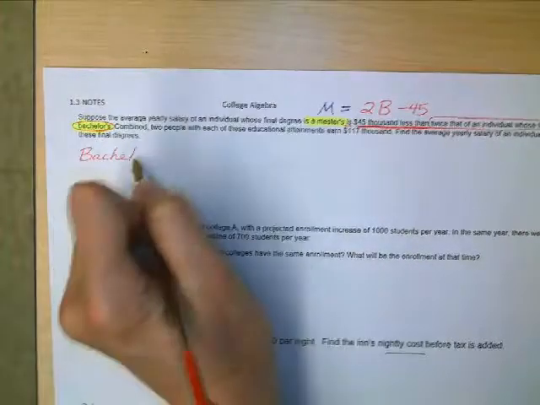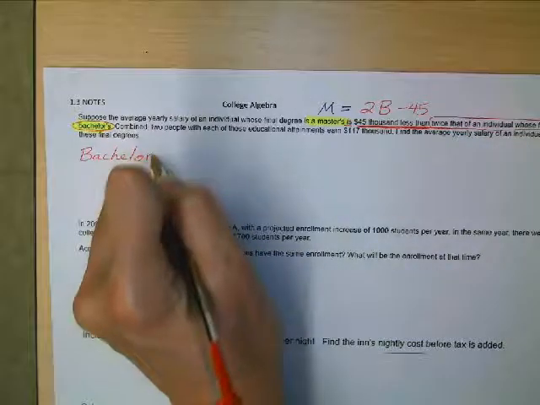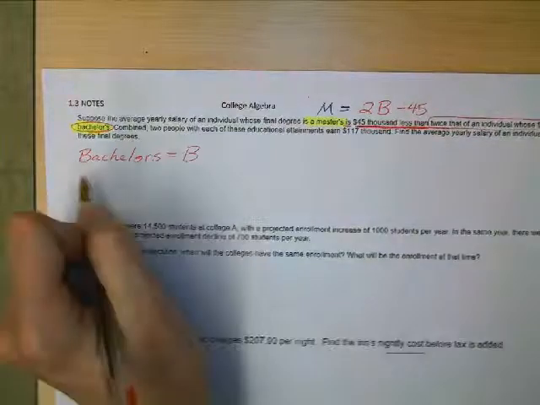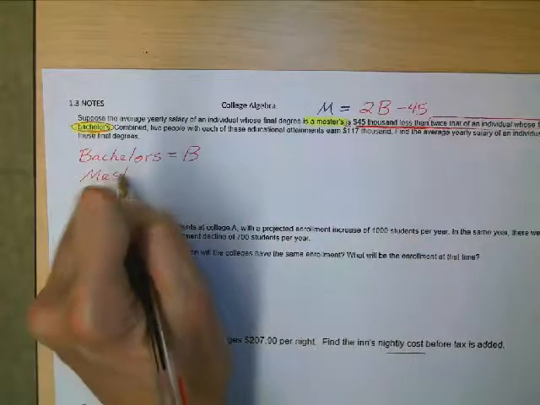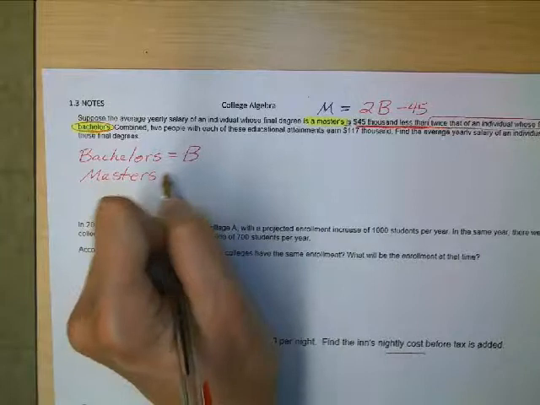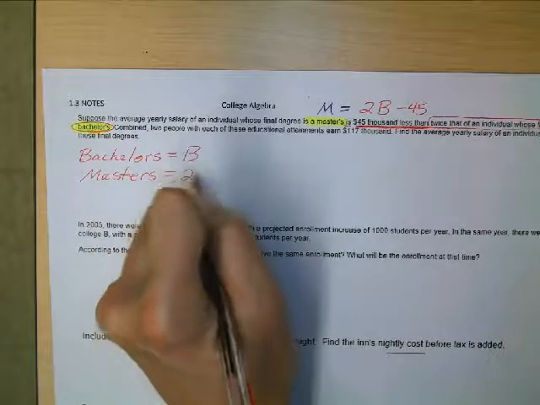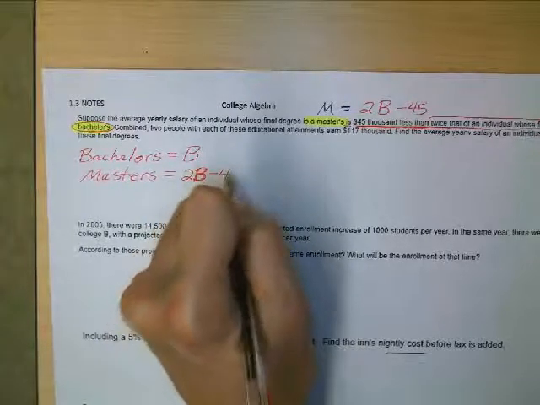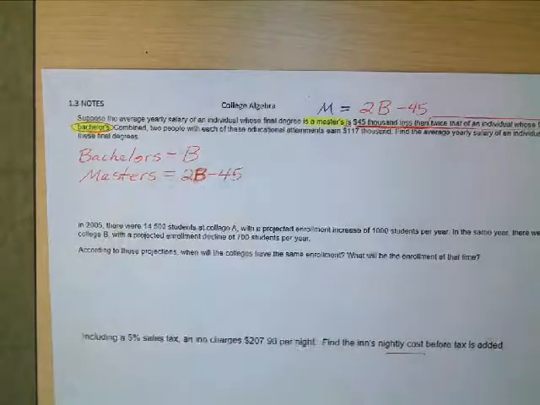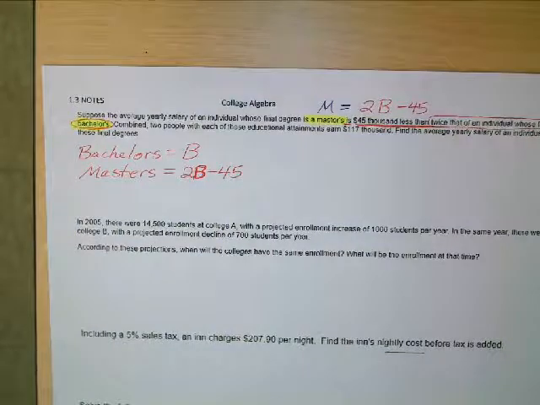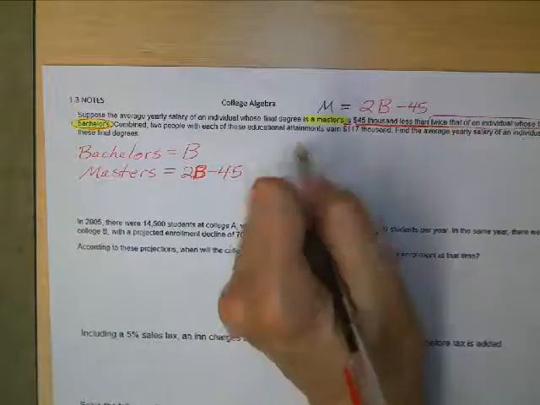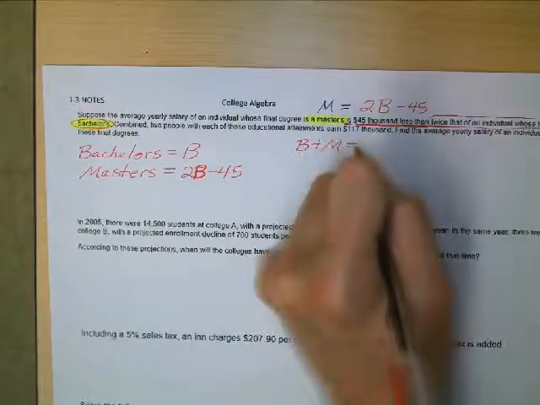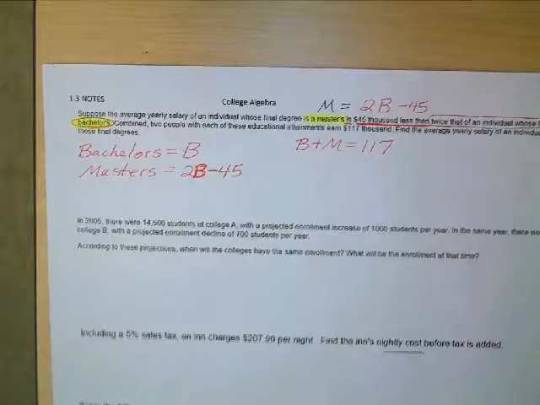Yeah, but it says combined. Okay, so bachelor, good job. So for bachelor's, we're just saying that's B. We don't know how much they make yet. And then we did the master's, and I wrote that at the top. That was 2B minus 45. But then you're right, it says together, it tells you their total. It tells you the bachelor's person and the master's person together make 117,000.